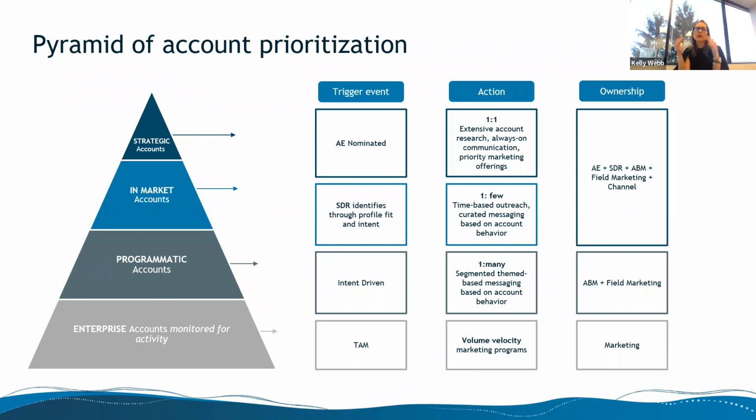And then super north, we are at the top, right? This is where we have our strategic accounts. These are static, right? They're nominated by our AEs. And these are our true one-to-one approach. This is extensive account mapping, extensive research, always-on communication.